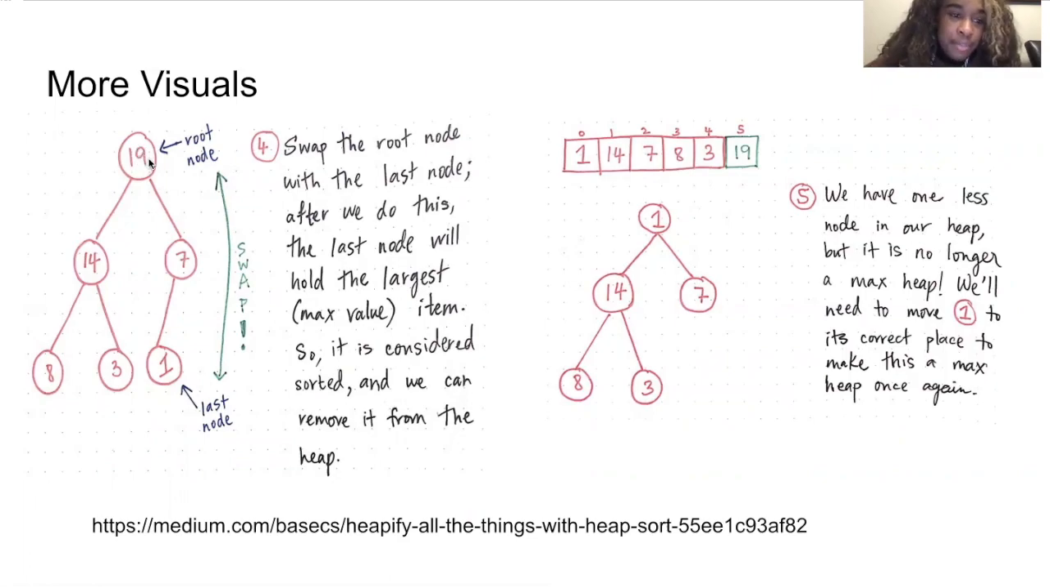19 is at the top, swap with the last node, and then it is taken out and set at its final position. And then in this case, to make sure, we'd use that sink method again and sink the one down all the way here. So it would be 14, 8, and then 1 to make sure everything's in the right place. And then we'd swap it with the last one again and repeat it.